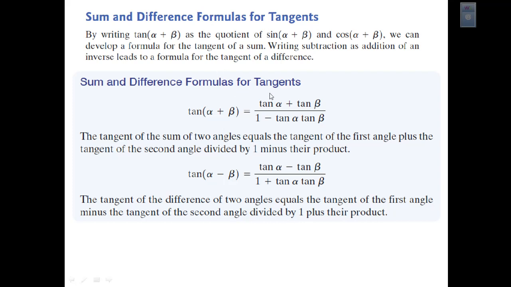All right, now we have the sum and difference formulas for sine and for cosine. We also have them for tangent. These come directly from taking tangent and knowing that it's sine over cosine. So if you do sine alpha plus beta divided by cosine alpha plus beta and then do simplifications, you're going to get these two right here. We're not going to work through that, but here are your two equations.